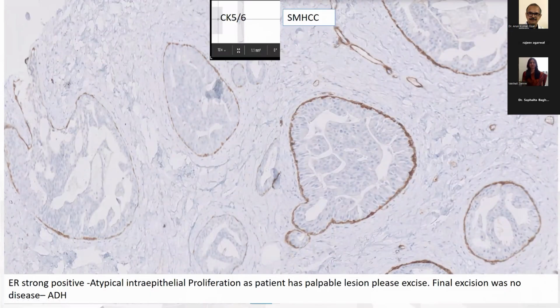So I'm worried. The estrogen receptor is strongly and diffusely positive. So yes, I called it ADH, or atypical ductal intraepithelial proliferation. And on the excision, there's nothing. So we continued calling it ADH, though this was a cluster of 4 ducts, because the size of the lesion is very, very small. So this is the kind of dynamic discussion that you have to have when you're dealing with lesions like this.